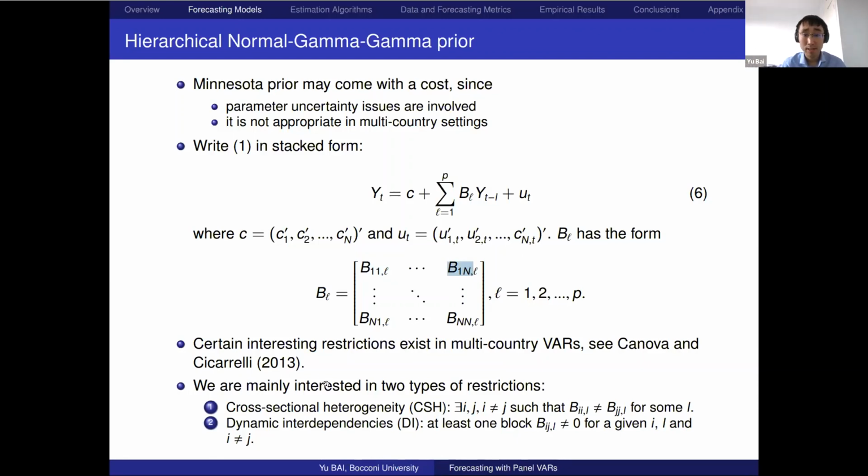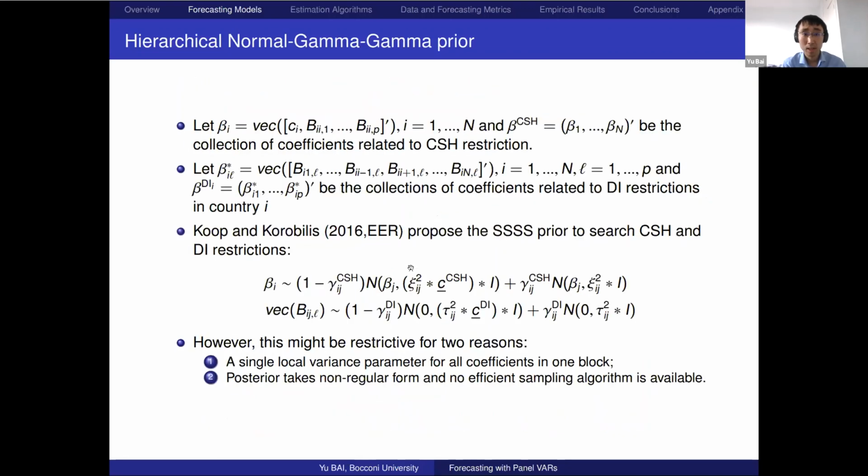Here we are mainly interested in two types of restrictions. The first one is cross-sectional heterogeneity, where the domestic blocks, the diagonal blocks here, are essentially the same for some lag lengths. The second one is dynamic interdependence. We want to check whether the off-diagonal block elements are 0 or not. If you check all these parameters together with the associated restrictions, it turns out that Koop and Korobilis proposed what is called the stochastic model specification search prior, the S4 prior, to search both of the restrictions.